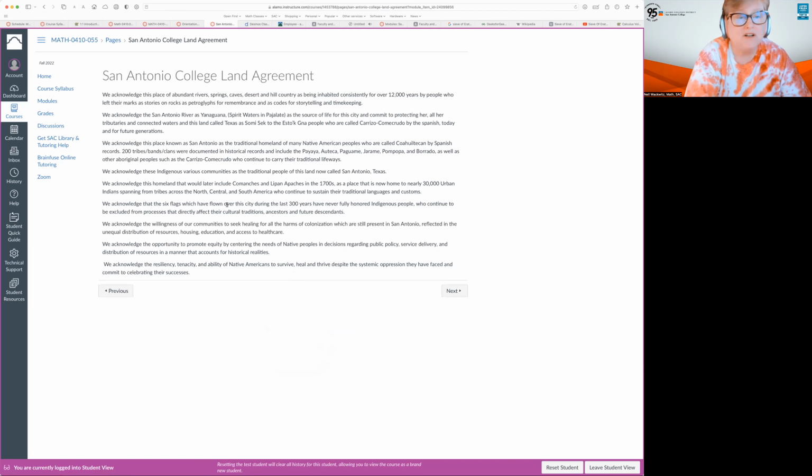This is the San Antonio College land agreement. I'm not going to read the whole thing, but I want to start the information. We acknowledge this place of abundant rivers, springs, caves, desert, and hill country as being inhabited consistently for over 12,000 years by people who left their mark as stories on rocks, as petroglyphs for remembrance, and as codes for storytelling and timekeeping. And basically that we didn't acknowledge these people, which is very sad. Please do read this carefully. There's just lots of information about the people who lived here where our college is.